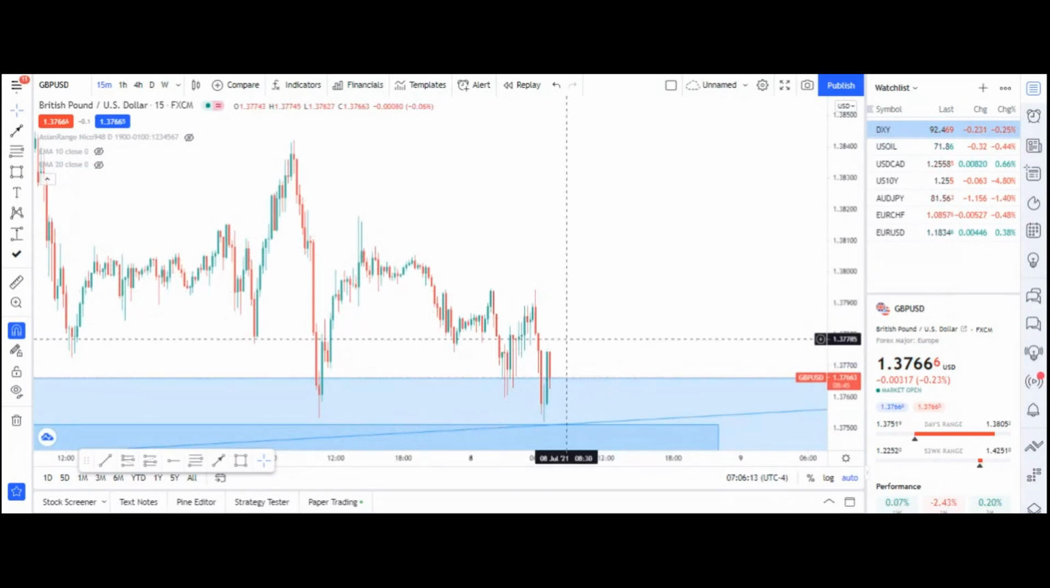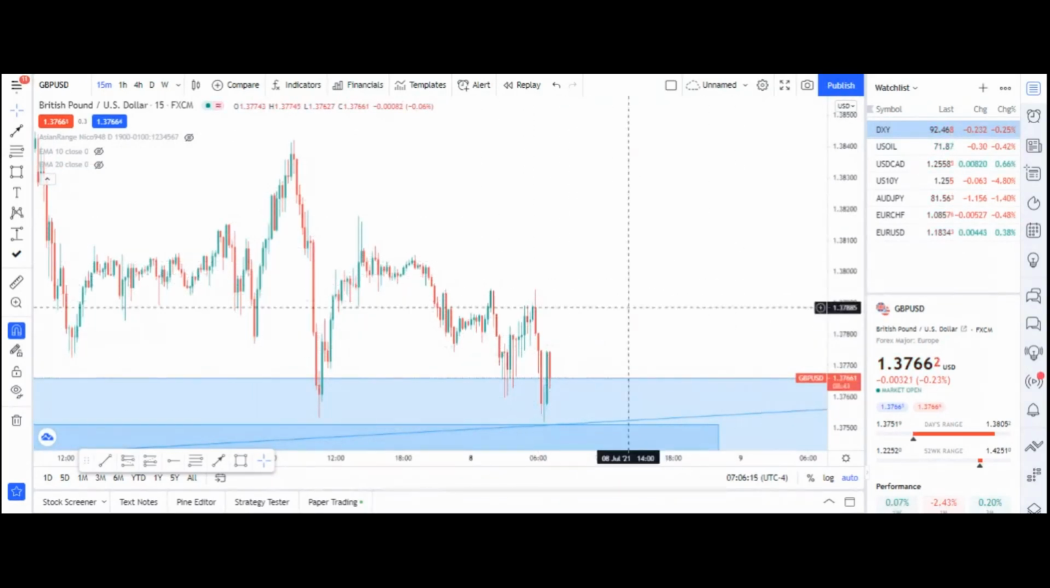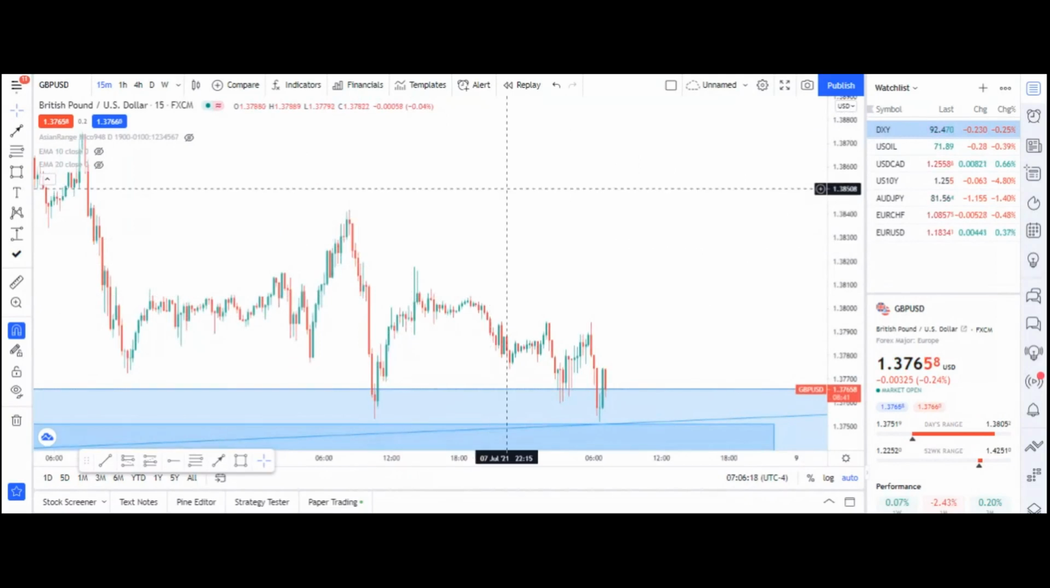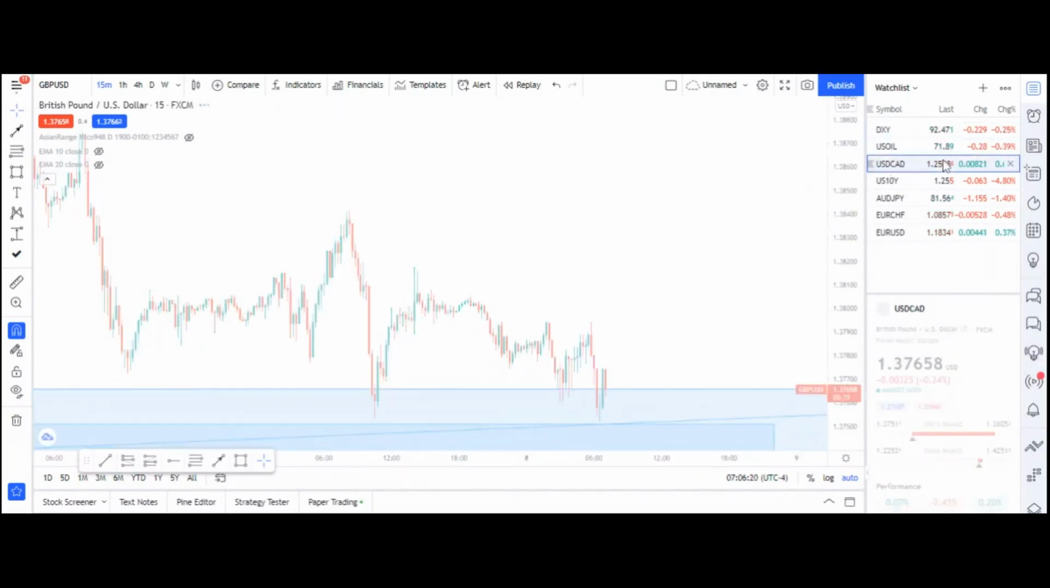I was in profit before, but in the end, it ended in a loss. So that's just it. Losses are inevitable in the market. Losses are something you can overcome.